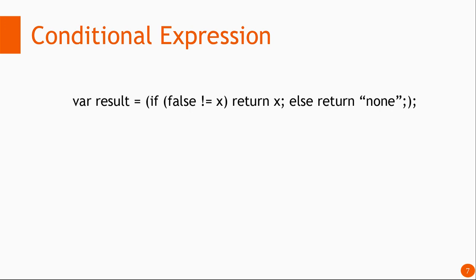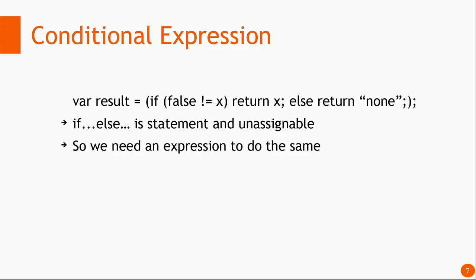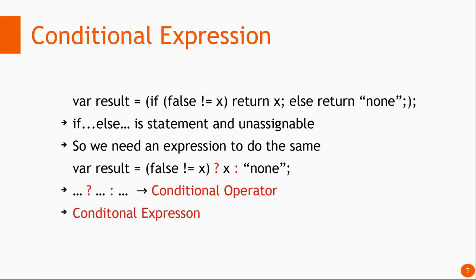Wait, what if I want to assign a value before checking? Like this. Please take a look at this code. We need to validate the value before assigning it to some variable. If it's false, then we return an empty string. Otherwise, we return the actual value. As we mentioned, if-else is a statement that cannot be assignable, so we need an expression to do the same thing. Here I give you the conditional operator. When you use it, you will get a conditional expression. That's what we want.